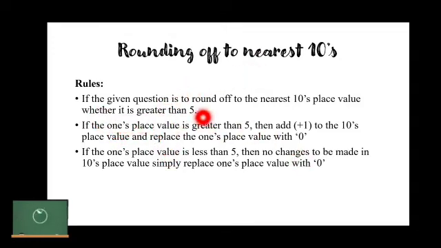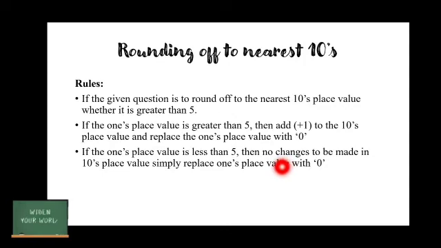If the given question is of rounding off to the nearest tens place, then check the ones place value whether it is greater than 5 or not. If the ones place value is greater than 5, then add +1 to the tens place value and replace the ones place value with 0. If the ones place value is lesser than 5, then do not make any changes in the tens place value. Simply replace the ones place value with 0.